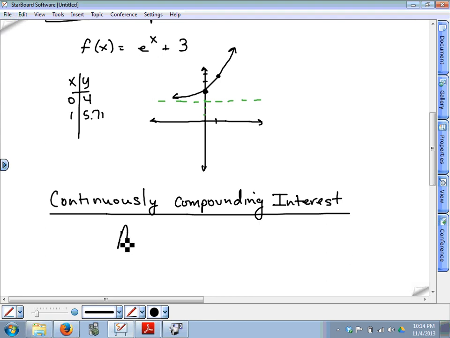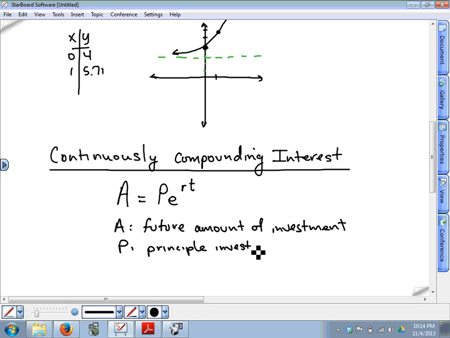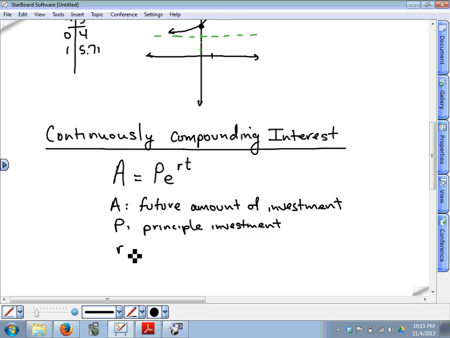The formula for that, this may look familiar for some of you from last year: A is equal to P times e to the rate times time, A = Pe^(rt), where A is the future amount of the investment, P is the principal investment, that's what's initially put in, R is the interest rate, and T is time.